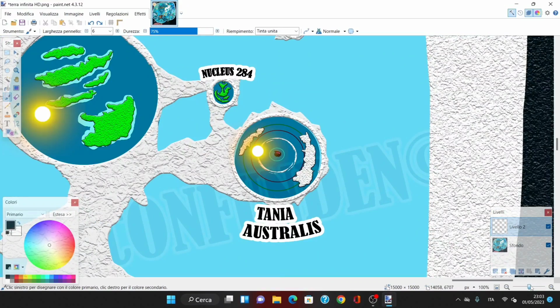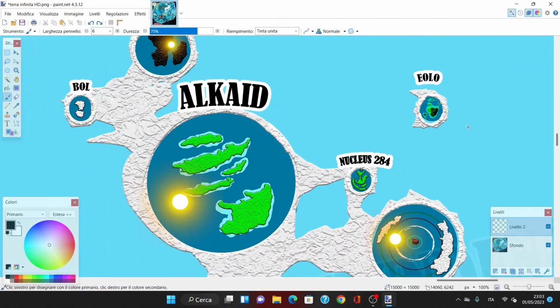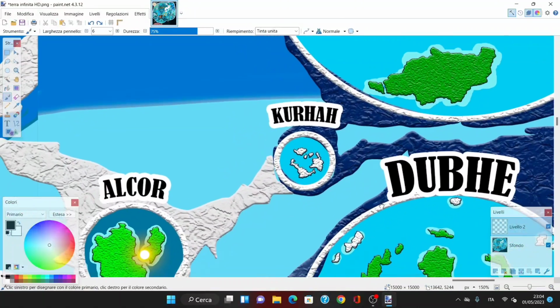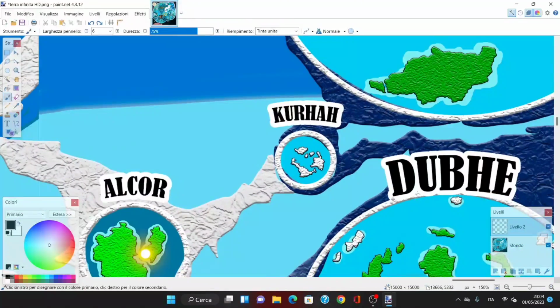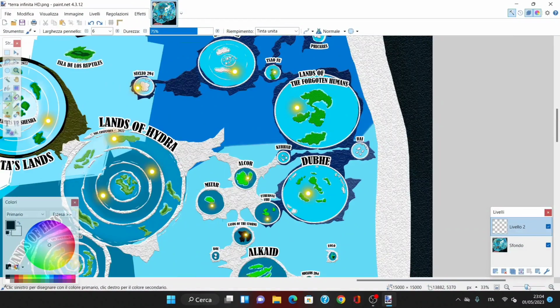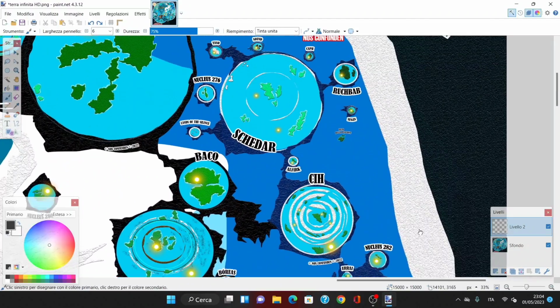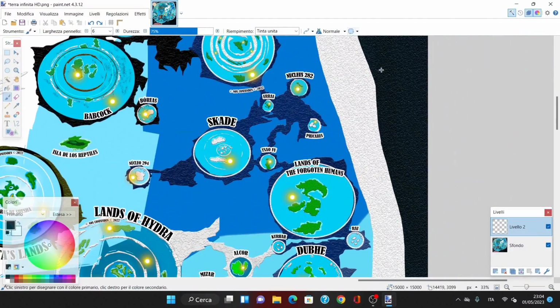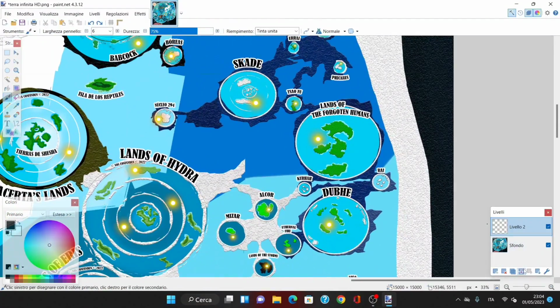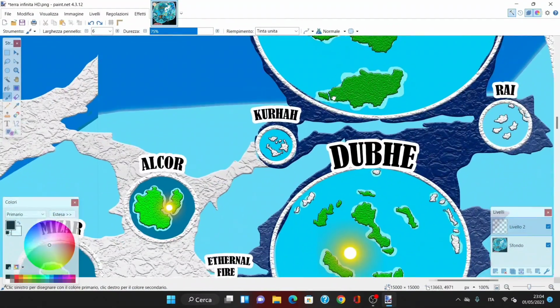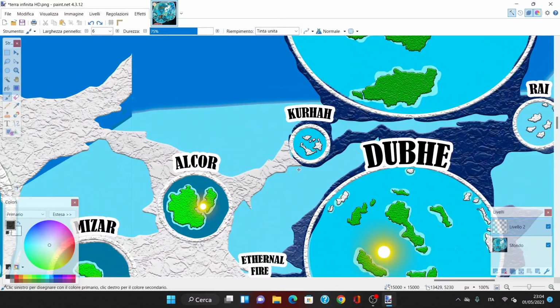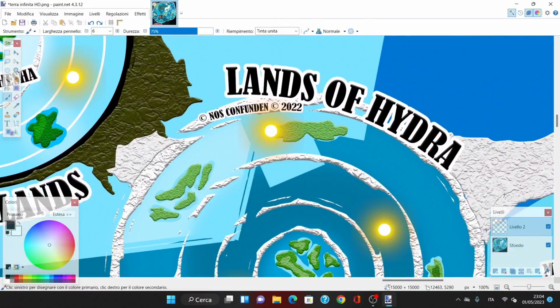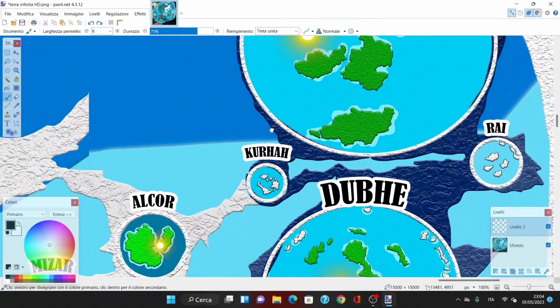This is why there is nothing living in Tanya Australis, and it is a barren planet, differently from Nucleus, Alkaid and Eolo. Finally, we have the lands of Kurha. The lands of Kurha are one of the links between the constellation of Hydra and the constellation of the Far East.